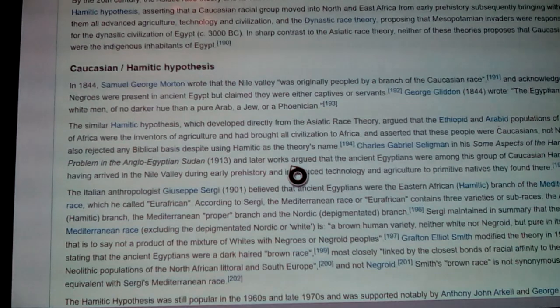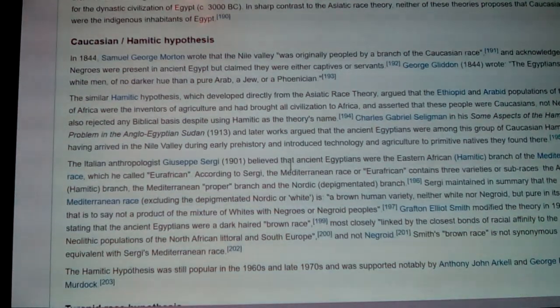In sharp contrast to the Asiatic race theory, neither of these theories proposes that Caucasians were indigenous inhabitants of Egypt, yet the Caucasian Hamitic hypothesis. In 1844, George Morton wrote that the Nile Valley was originally peopled by a branch of the Caucasian race, and it's what's in the definition now, pardon me, and acknowledged that the Negroes were present in ancient Egypt, but claimed that they were either captives or servants, as shown where they're either using a fan on somebody, and it says that they were eunuchs.